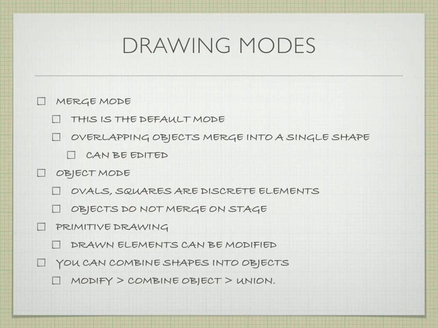You can convert a shape to an object by selecting it and choosing Modify, Combine Objects, Union. You can convert an object to a shape by selecting it and choosing Modify, Break Apart.